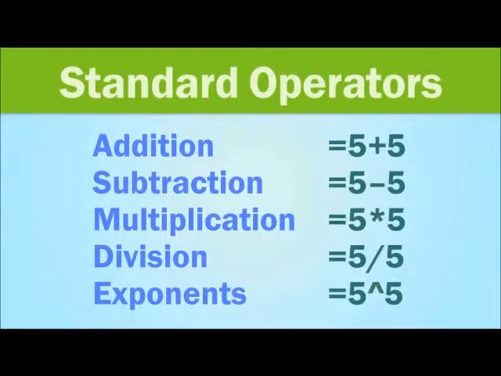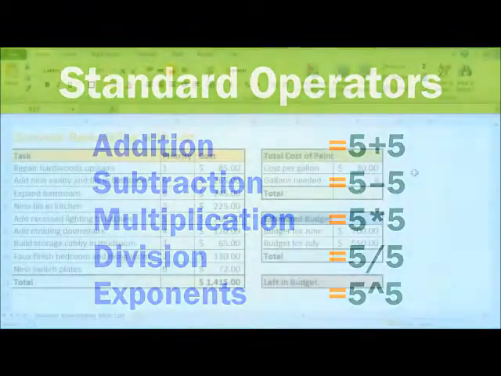You're probably used to seeing equations like 5 plus 5 equals, but in Excel, the equal sign comes first. This is because the cell itself contains, or is equal to, the formula and its value.